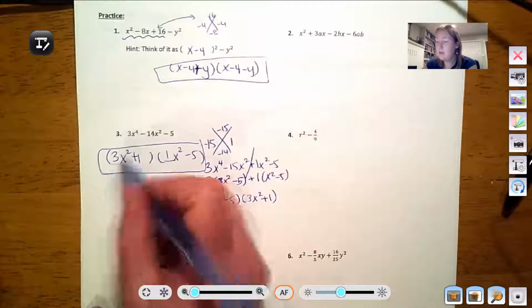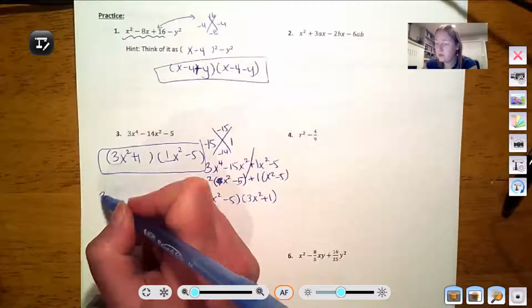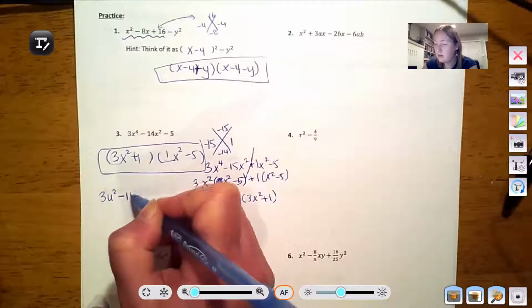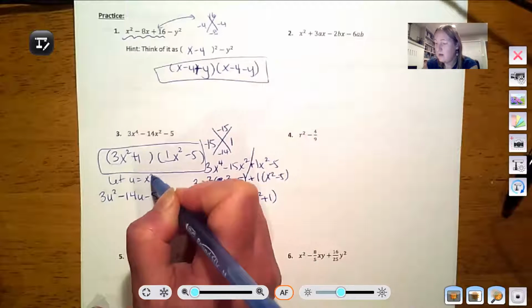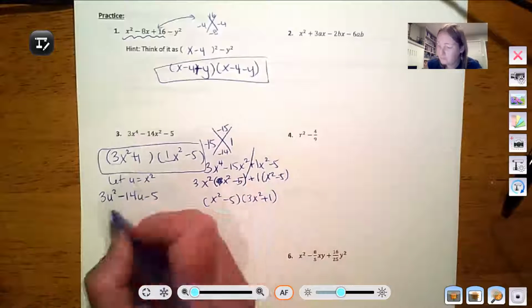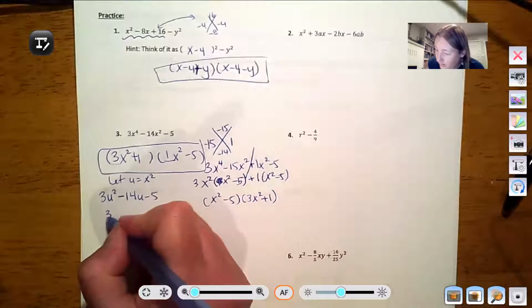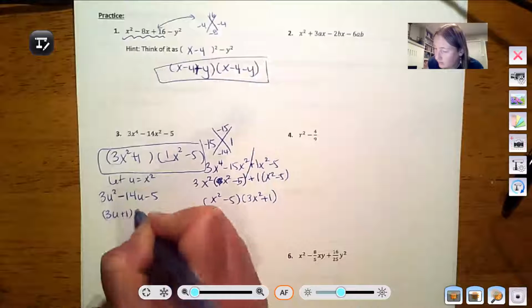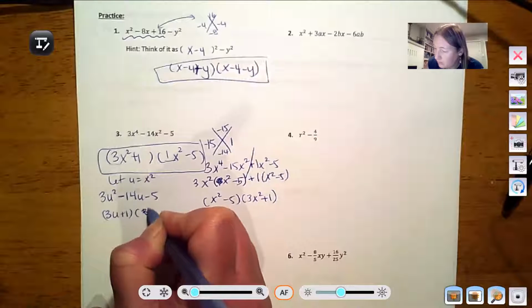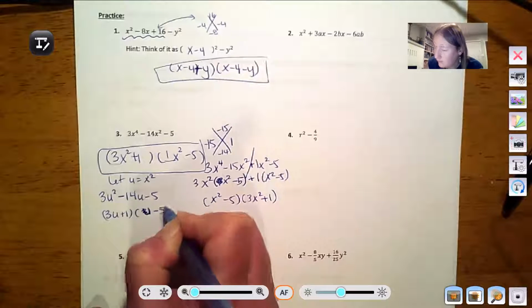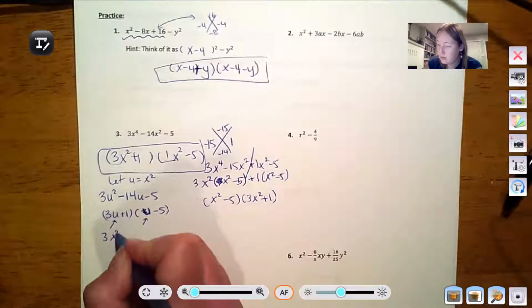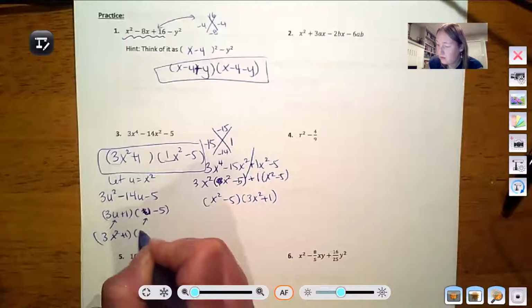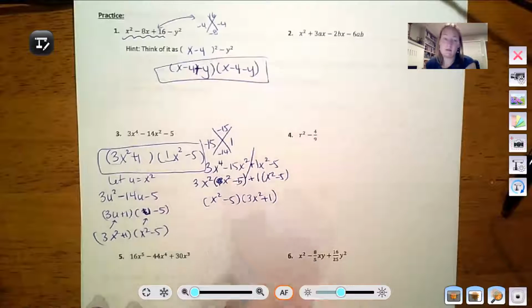Alternatively, you can say let u be the x squared, and you can turn this into this kind of example. And then you could solve it, and you'd end up with 3u plus 1 times u minus 5, and then you can replace the u with the x squared. Same answer, and that method is called u substitution.